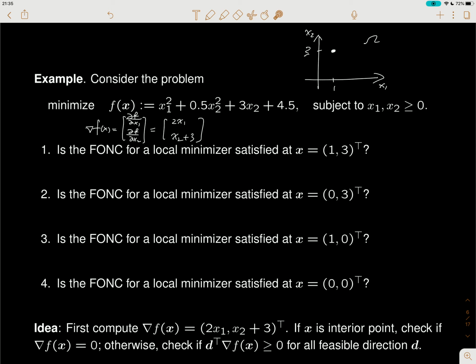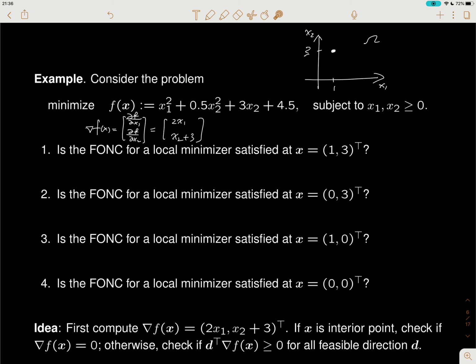And let's check. If this point is a local minimizer, since it's an interior point, the first order necessary condition is just to check the gradient of f at this point. So we plug in x1 equals 1, x2 equals 3 into this. If you plug in, you can see that it's definitely not 0, right? So that means this x cannot be a local minimizer, because the first order necessary condition fails there.